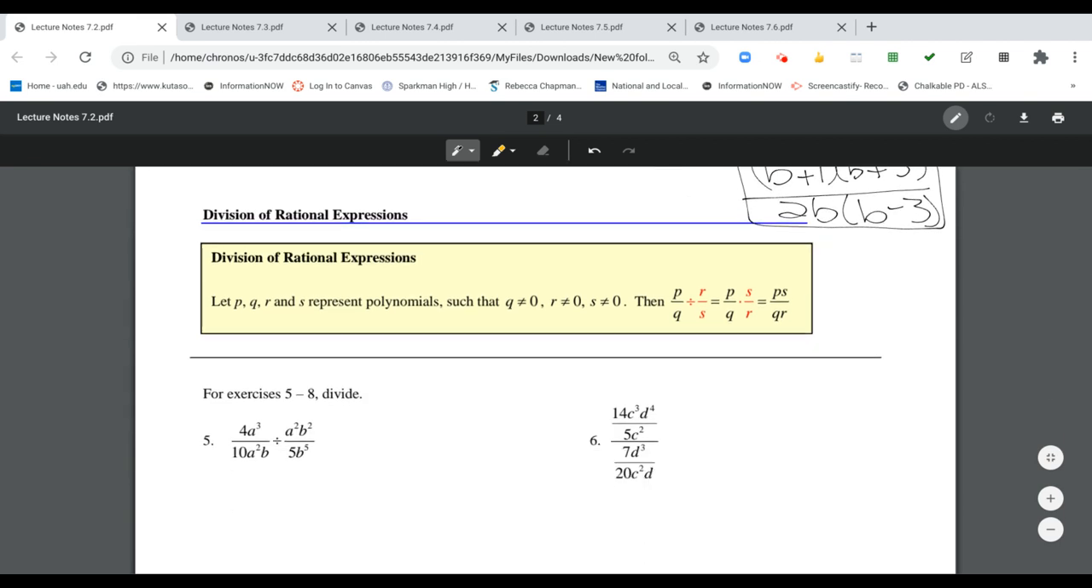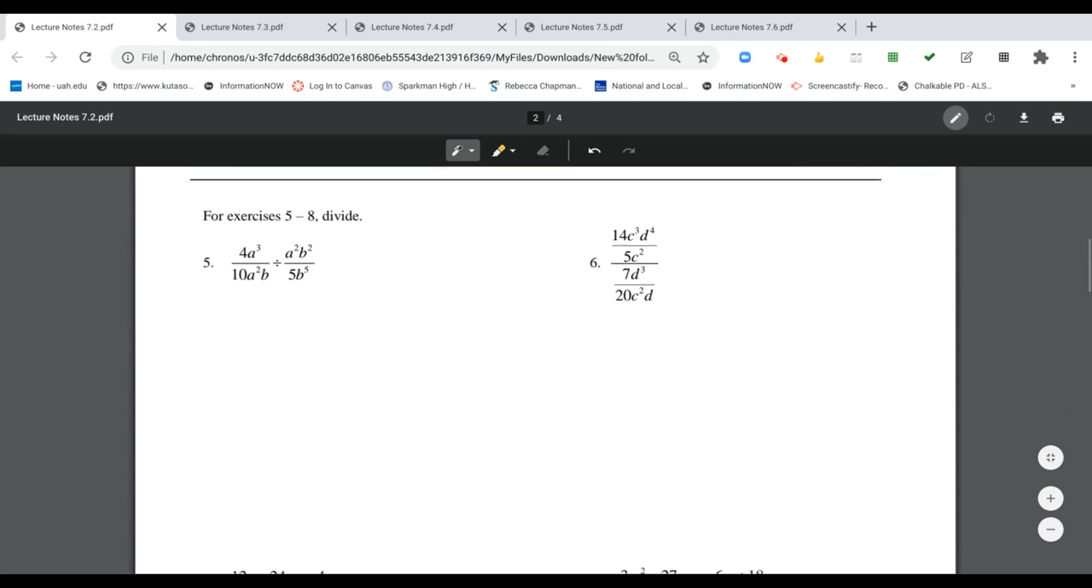Now, division is a glorified multiplication problem because in order to divide fractions, you have to change it to a multiplication problem. So division has one additional step. The first thing we do is we multiply by the reciprocal. We change it from a division problem to a multiplication problem, and then we follow all the rules for multiplying rational expressions together. So in this particular problem, we are going to rewrite this as a multiplication problem.